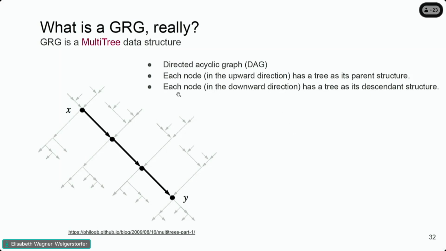It is a directed acyclic graph, but it's more special than that because this multi-tree data structure has this feature that below each node, in the downward direction, you have a tree structure. And let's see here. So below this node, in the downward direction, you have this structure that's a tree. And above each node, in the upward direction, if we go upward from here, we also have a tree structure. So every node in this multi-tree structure has a tree below it and a tree above it. So the base of this multi-tree structure is a tree.